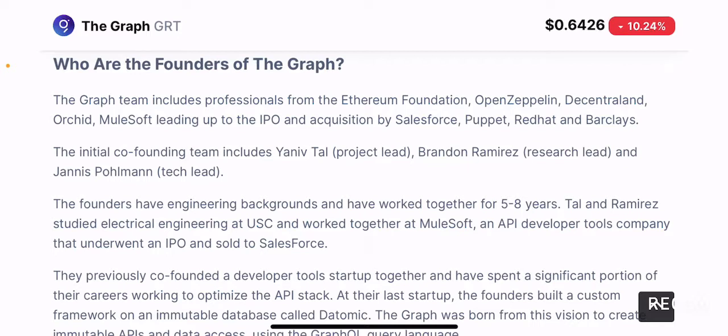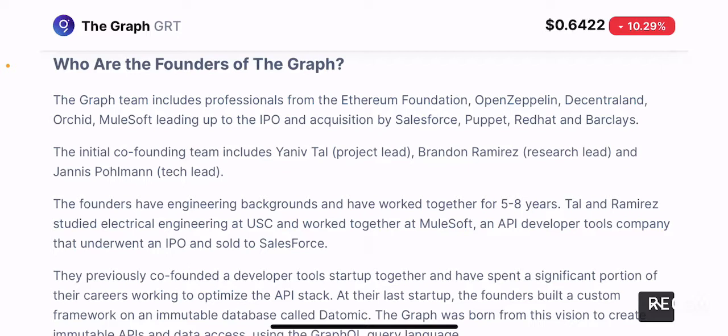The Graph team includes professionals from the Ethereum Foundation, Open Zeppelin, Decentraland, Orchid, MuleSoft, leading up to the IPO and acquisition by Salesforce, Puppet, Red Hat, and Barclays. So again, these are some of the people who are working in the Graph protocol. They are actually people with a lot of experience because they've worked in the Ethereum Foundation, again, one of the largest decentralized cryptocurrency communities in the world, in fact even more so than the Bitcoin community itself.